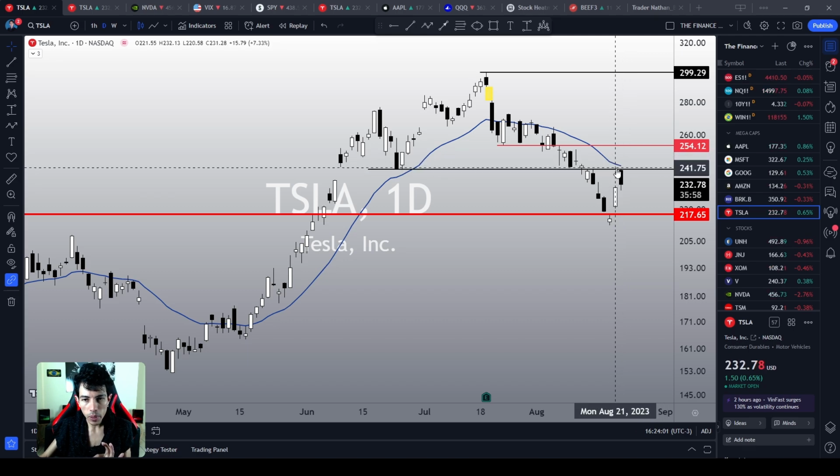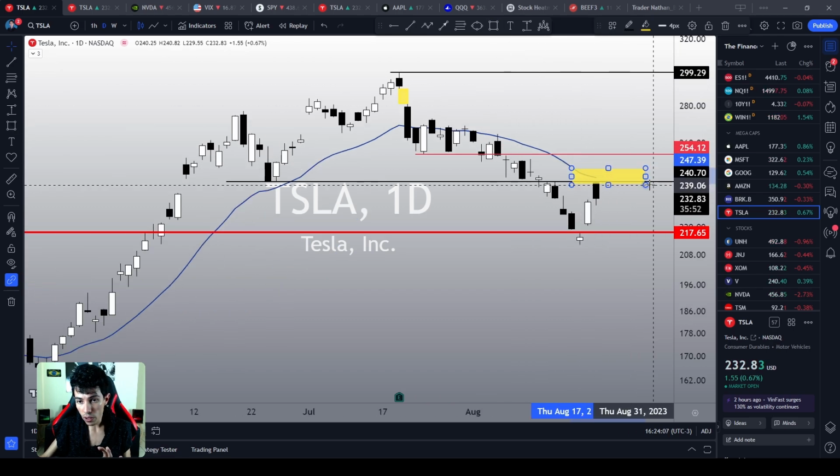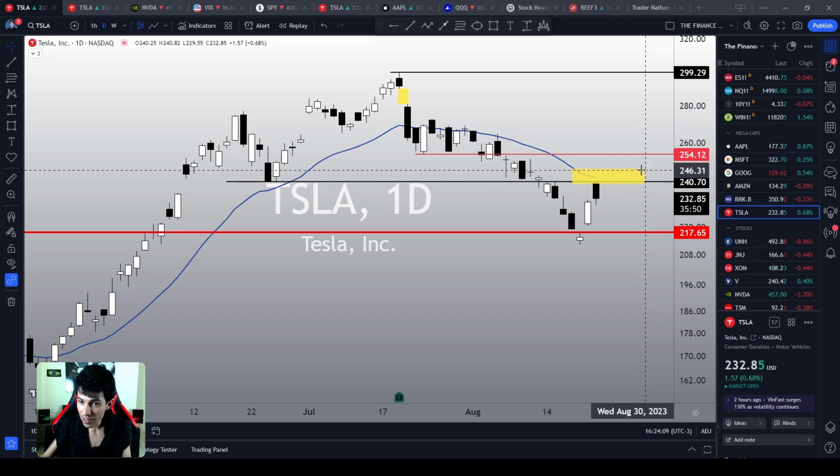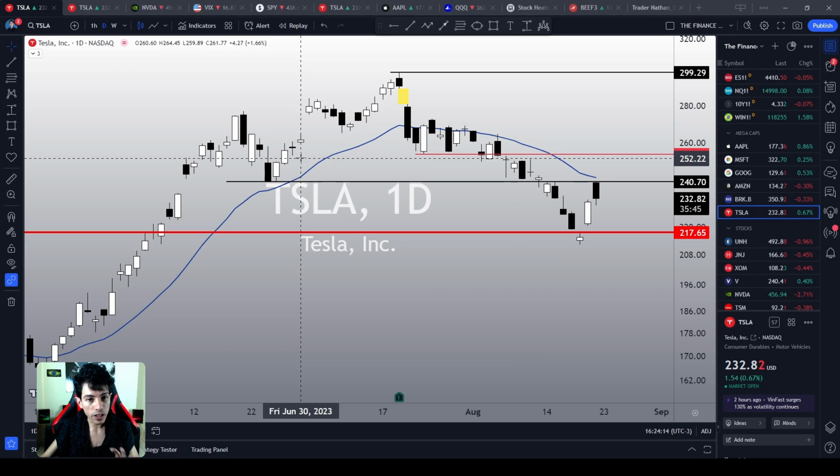$240. This black line over here, very close to the 21 EMA, making this area a dual support area made by the 240 and the 21 EMA on the daily chart, the 21 exponential moving average.